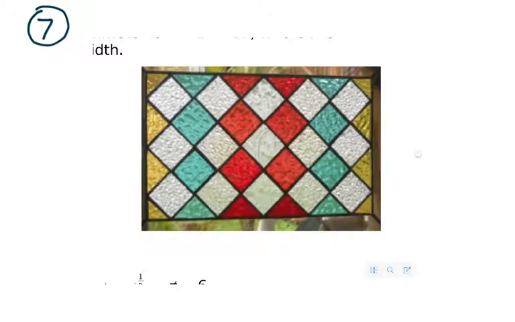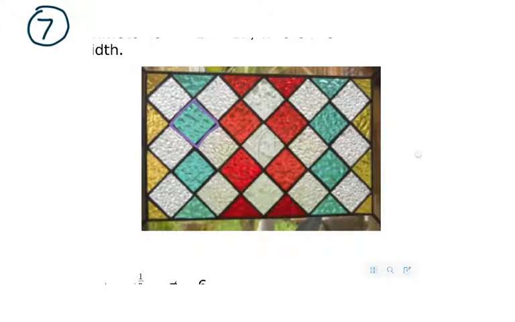In the stained glass window design, the side of each small square is 10 inches. What is the perimeter of the stained glass? And then it says, note that the formula for finding the perimeter is twice the length plus twice the width, where P is the perimeter. I'm actually not quite going to do it that way. So this is what we're going to do.